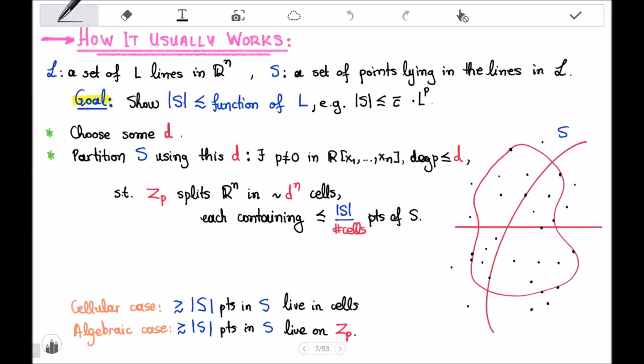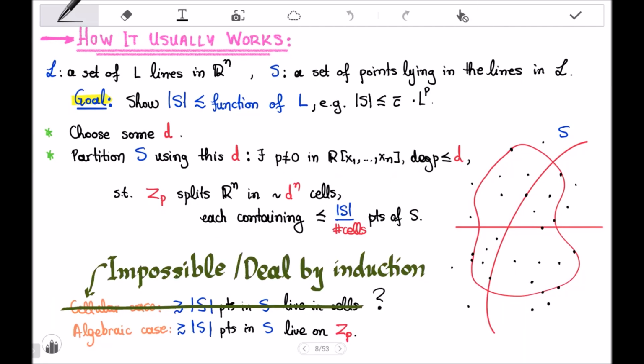And as we said, we have two cases, the cellular and the algebraic case. The cellular case is when, say, more than 50% of our points live inside the cells, so they avoid the zero set. And the algebraic case is the one we eventually want to reduce to here, where more than 50% of the points actually live on the zero set. So that big proportion is clustering there. The goal is to somehow get rid of the cellular case to get to the algebraic one. We need that because the algebraic case represents some extremal examples in principle, so we cannot really avoid it, but we want to reduce to it.